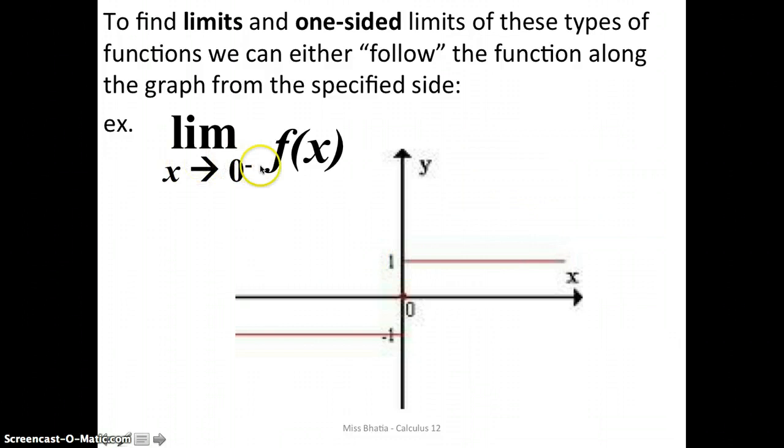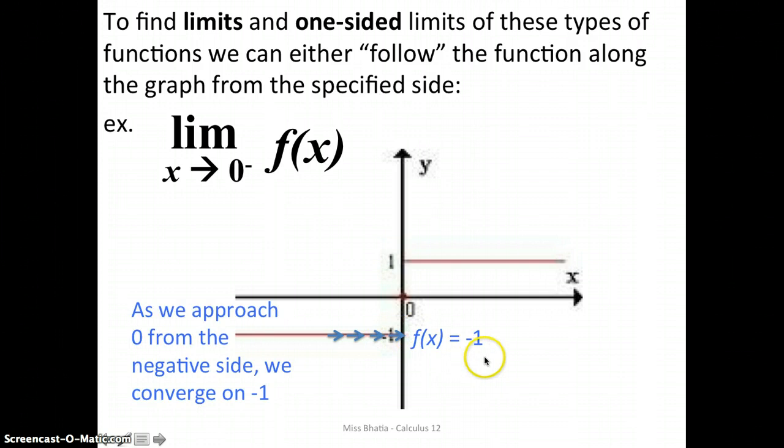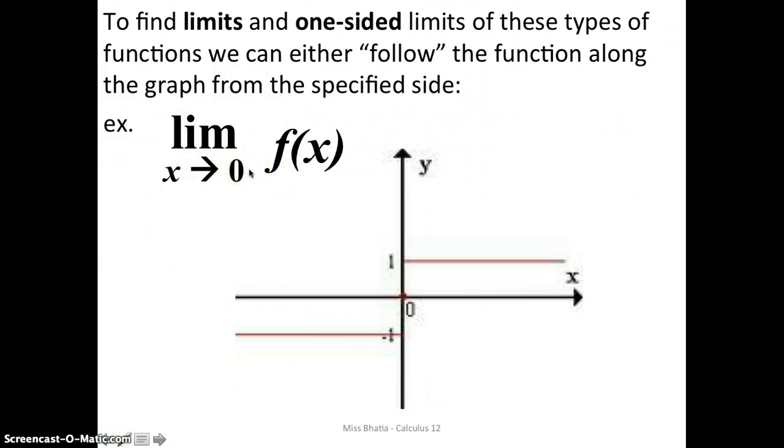So what if we have to find the limit from the negative side? We do the exact same thing, but we start on the negative side, and our function converges on -1. So as we approach 0 from the negative side, we converge on -1. So the one-sided limit from the negative side is -1. This is interesting, but what if we need to find the limit of this function at 0, be that from the positive or the negative side?